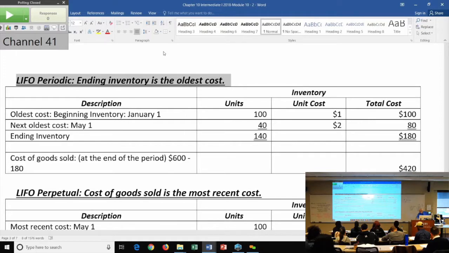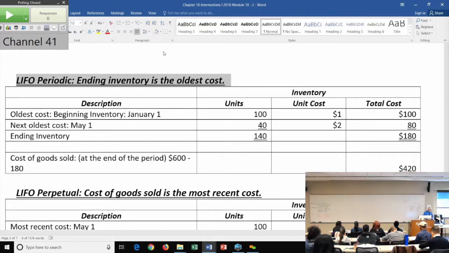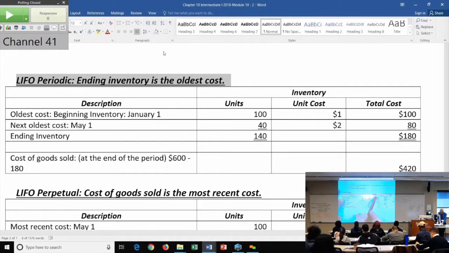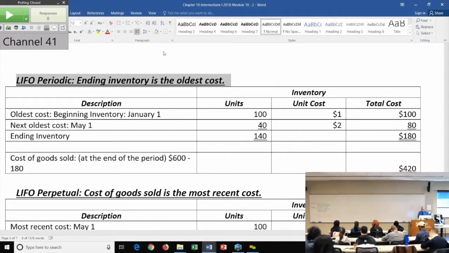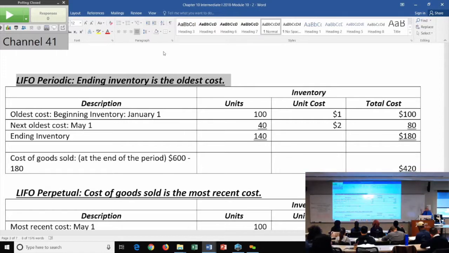So going back to the table itself, the oldest cost is going to be 100 units at $1, and then 40 units at $2, so that's 80. So the ending inventory would be the oldest and the next oldest. So that's where we're getting them from. So then going back to the solution, it's 180 for ending inventory, and the cost of goods sold would be 420.